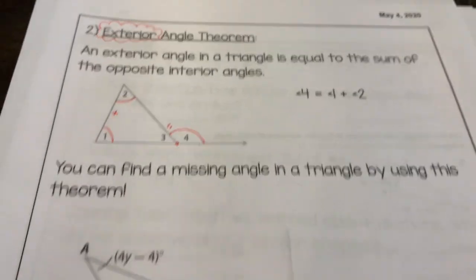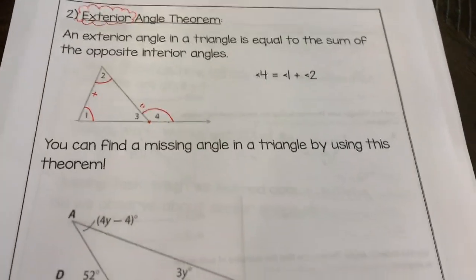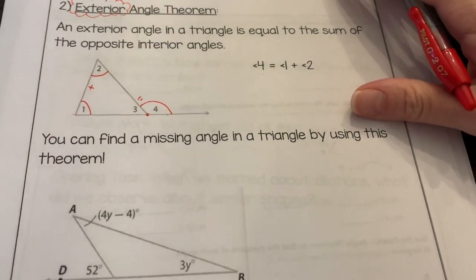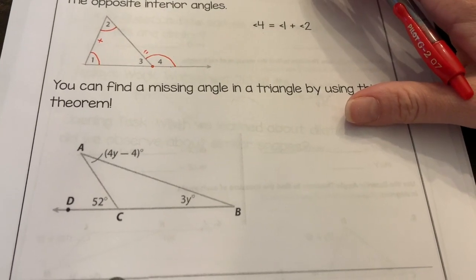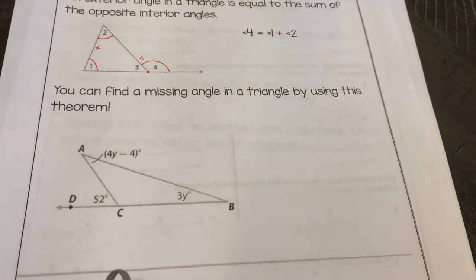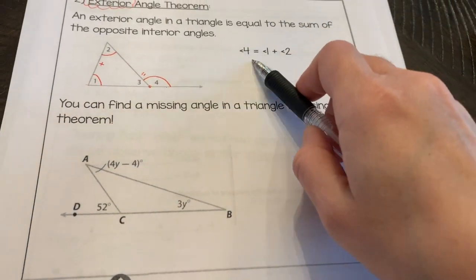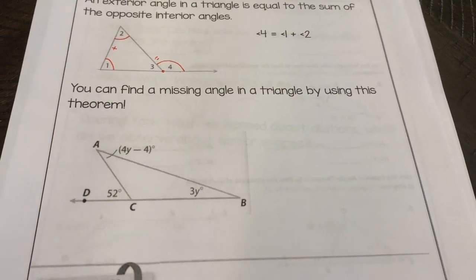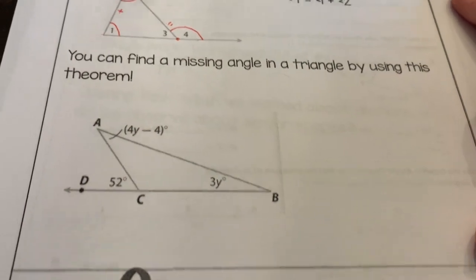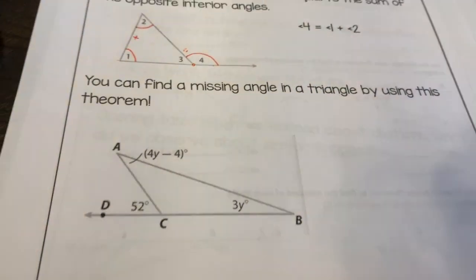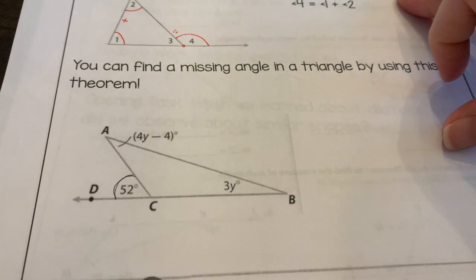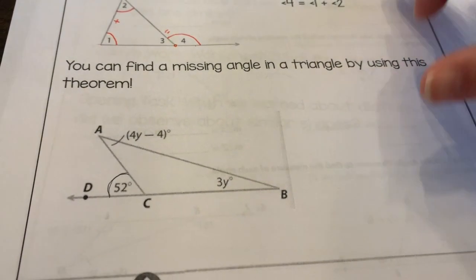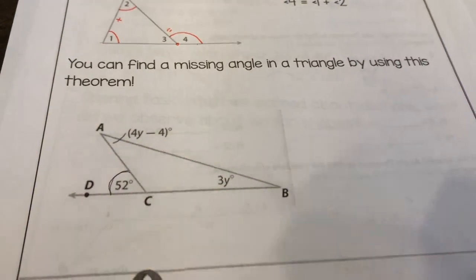So, we can find a missing angle in a triangle using this theorem. This section, we're jumping right into the algebra. So, we're going to be using this setup instead of just trying to do it in our heads. Okay, so we know the exterior angle here is 52, and we're going to be figuring out what these two angles are equal to.